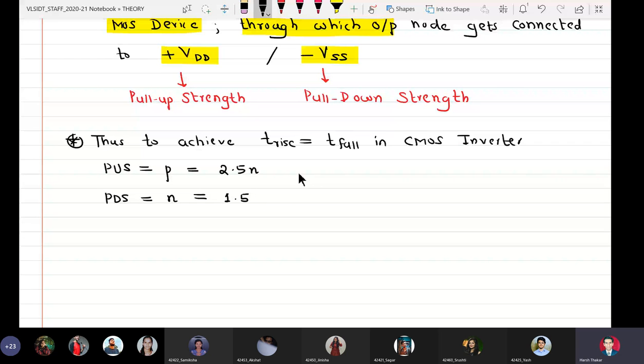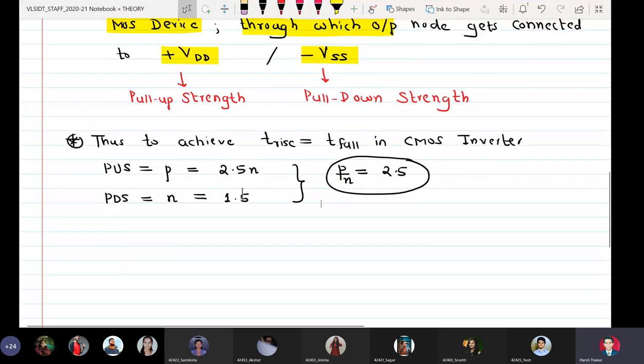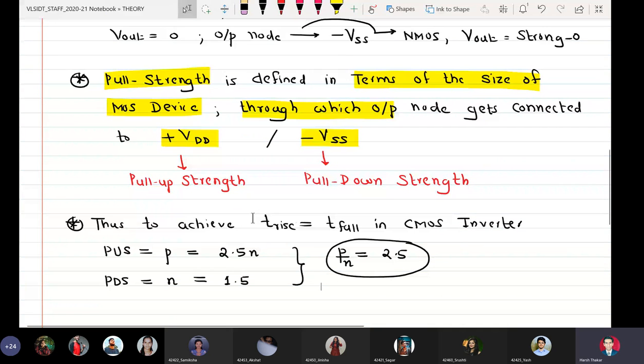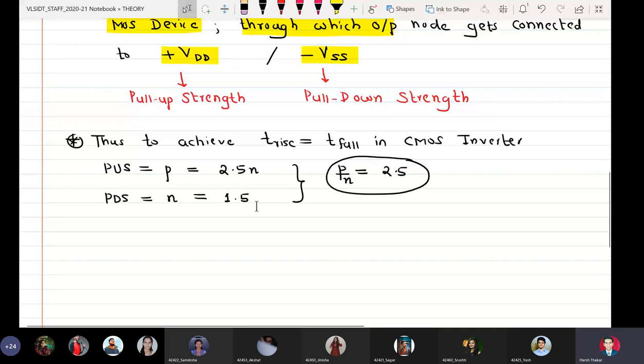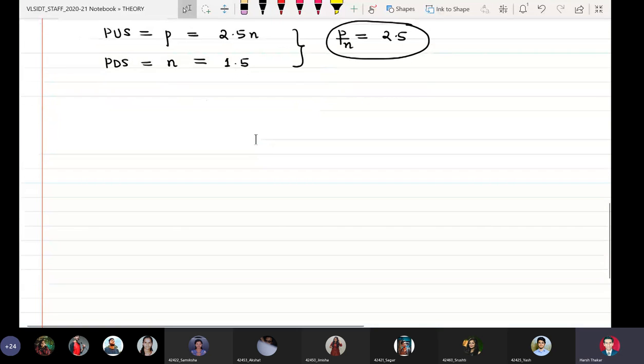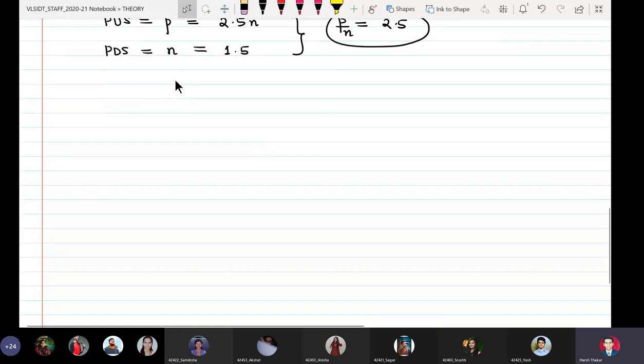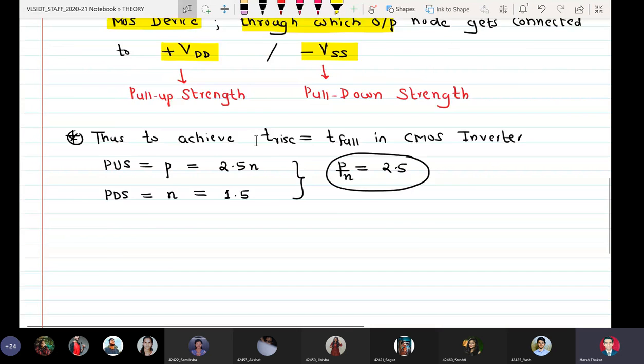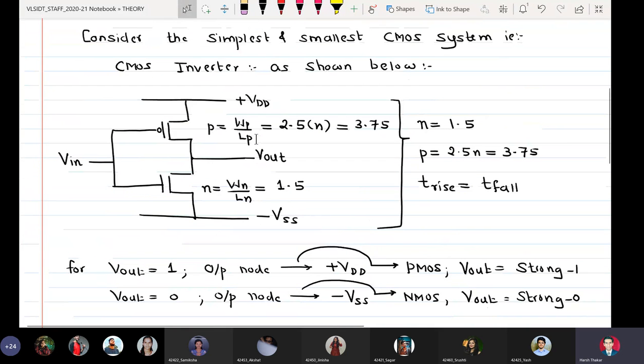Okay, and we can say that the relative size is equal to 2.5. So we can extend these conclusions for the CMOS inverter to a generic CMOS system. All of us know that whatever is applicable to a CMOS inverter can be extended to larger and more complex CMOS systems.